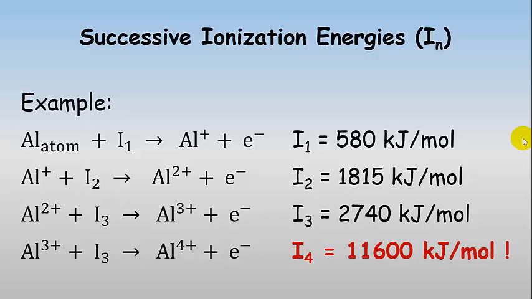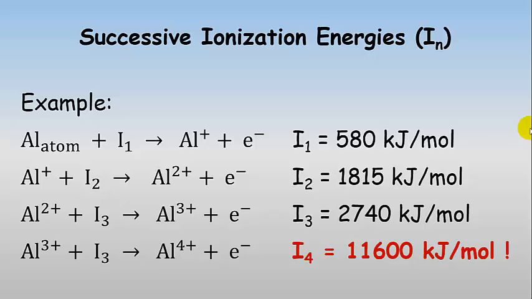Okay? So for example, here's aluminum. Okay, so if we put in the amount of energy equal to I1, okay, which is 580 kilojoules per mole, then we can make a mole of aluminum cations with a +1 charge. Okay, so we can remove an electron from aluminum with 580 kilojoules per mole of energy. And that's the first ionization energy.